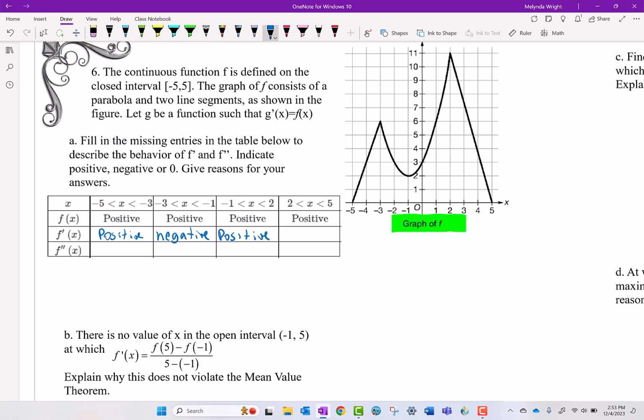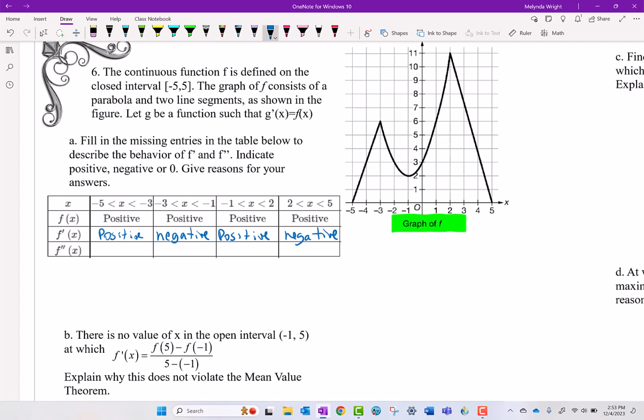And then from 2 to 5, those slopes are all negative, so f prime is negative. Okay, so we've talked about that before, how to read f prime off of a graph of f. All right, now let's think about f double prime. So how do we read f double prime off of a graph of f?